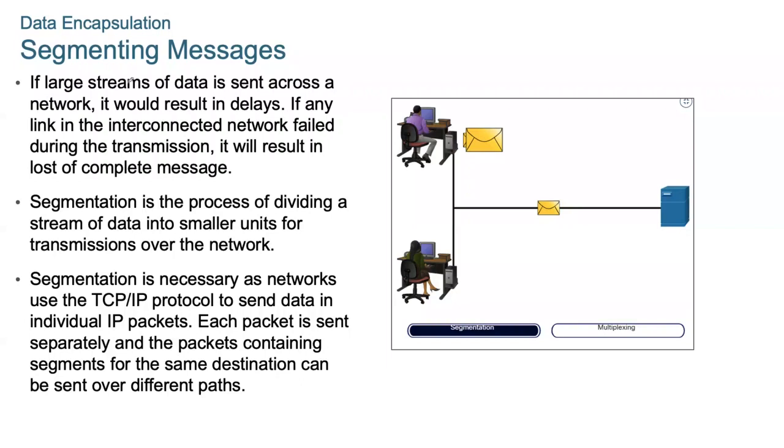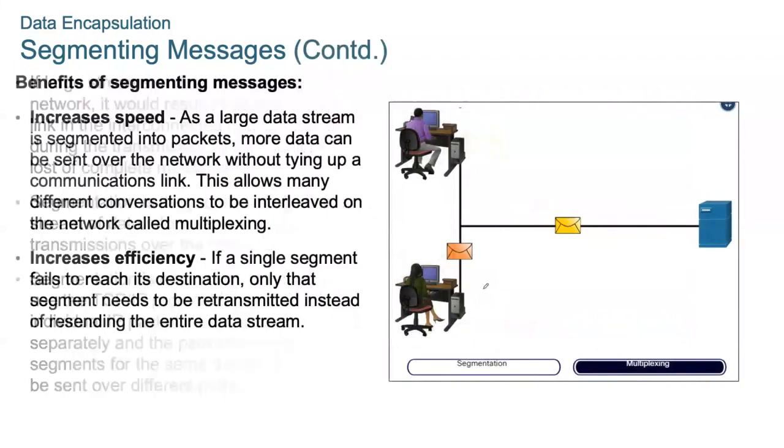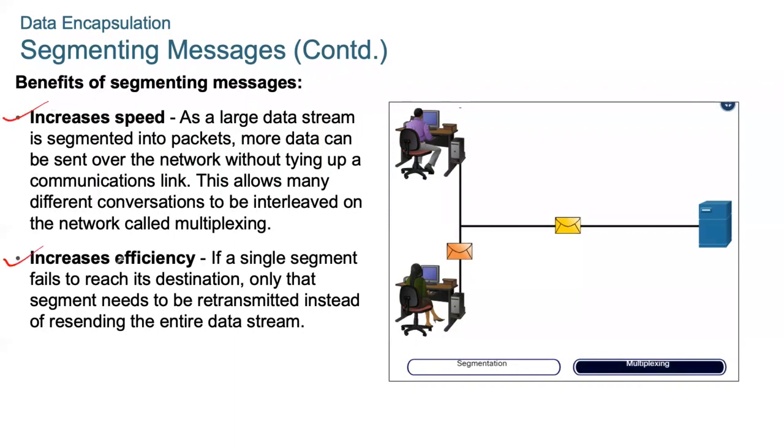So that is segmenting the messages. When you are segmenting the messages, every message should be identified, right? So how will it be identified? As we saw, one benefit of this segmentation is that it increases your speed and efficiency.